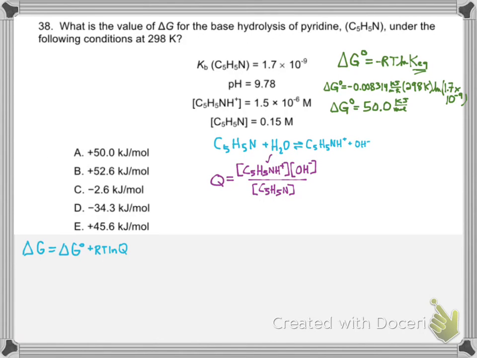Now, most of these were explicitly given. We're explicitly given the concentration for this and for this. Hydroxide, we're not explicitly given, but we do have a way of finding it. Since our pH is 9.78 and we're at 298 K, we can subtract that value from 14 and get our pOH, which is equal to 4.22.